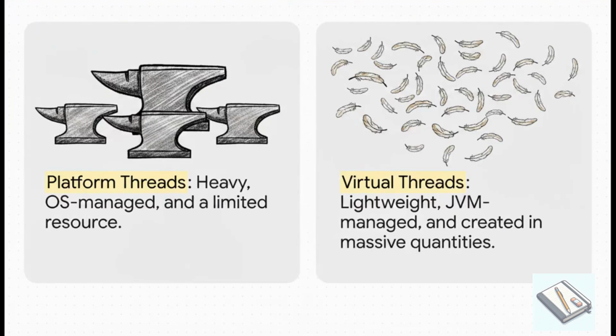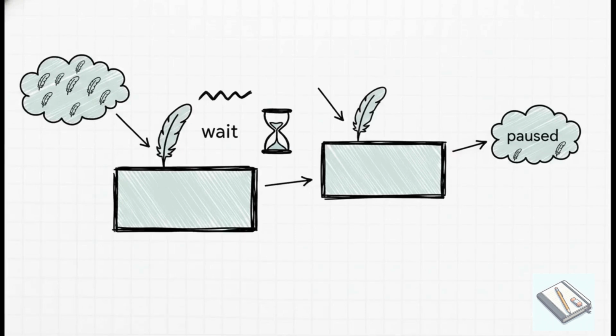And here's the night and day difference. The threads we've been talking about up till now, those are called platform threads. Each one is a heavy, expensive thing managed by the operating system. You can't have too many of them. But virtual threads, they are a total game changer. They're super lightweight little objects managed inside Java itself, the JVM, and you can create millions of them without breaking a sweat.